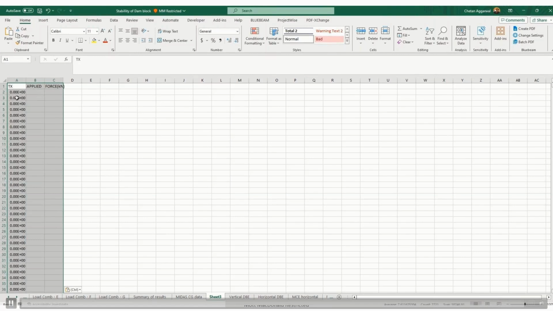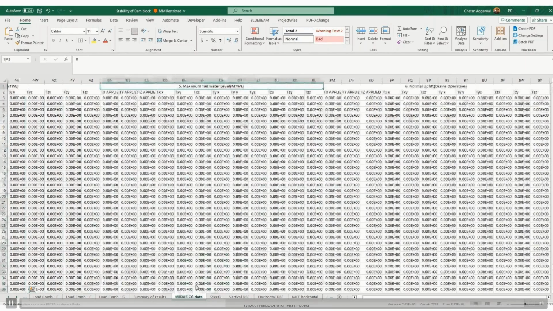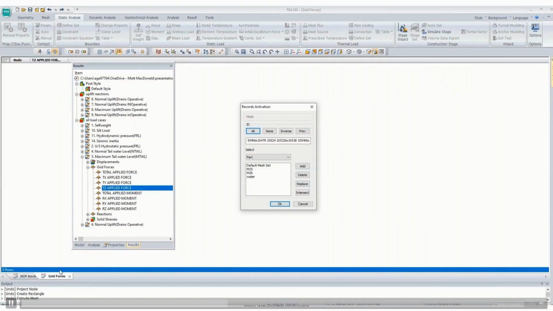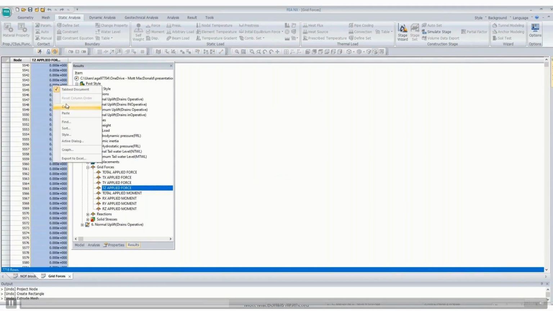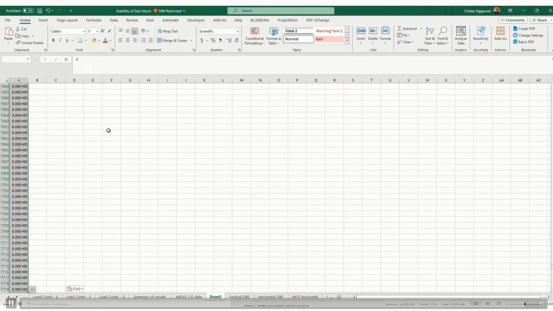Okay, then copy it and paste it here. TY I'll not have for tailwater level, but TZ definitely I'll have. I mean the vertical component of normal tailwater level will induce TZ force. Copy, paste it here first, then copy and paste it here.